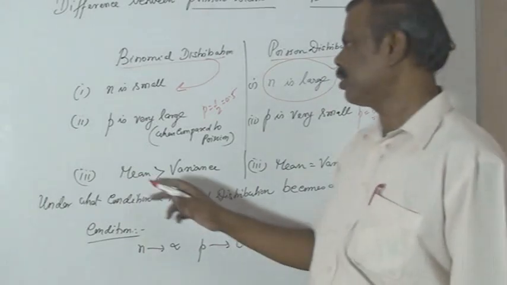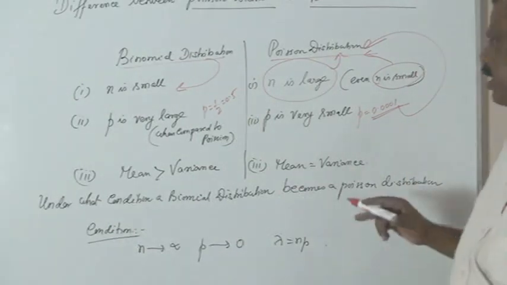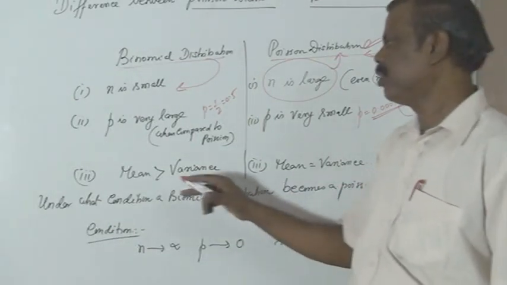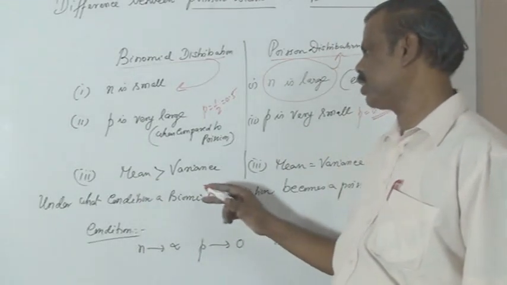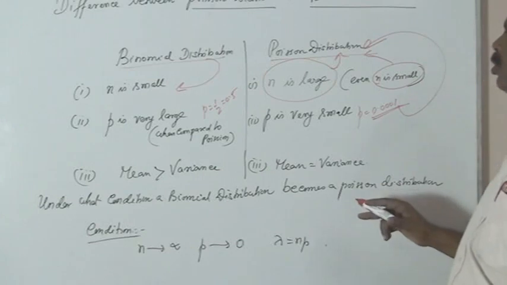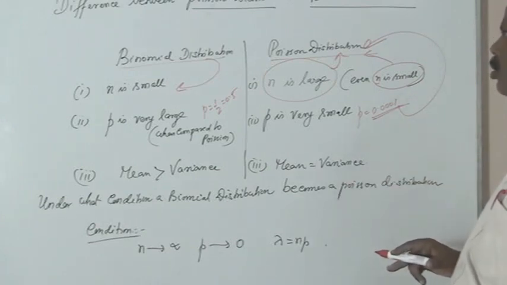And moreover, the third difference is in the case of binomial, mean is greater than the variance. Here mean is equal to variance. So in the case of binomial, mean should always be greater than the variance, whereas here mean should be equal to variance. So these are the three differences between binomial distribution and Poisson distribution.